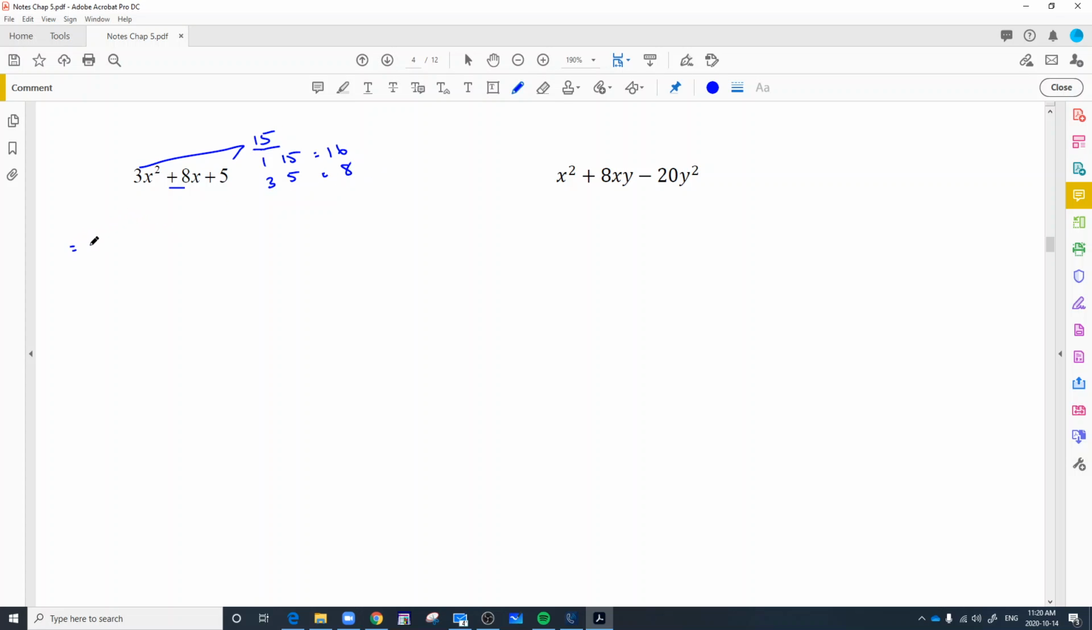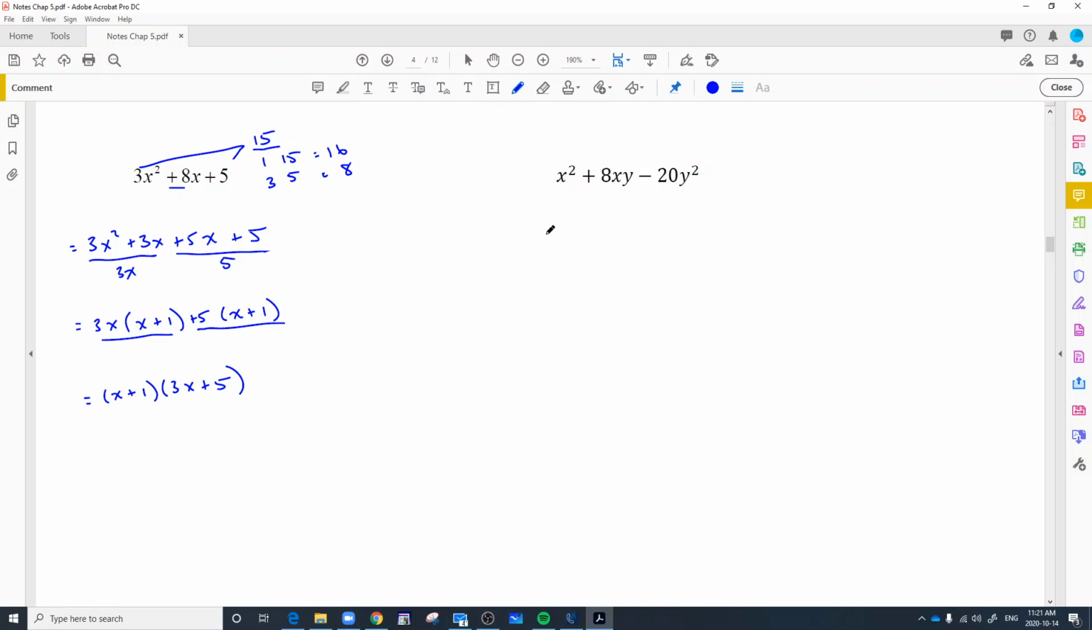So I'm going to break up that middle term into 3x and 5x. And again, it doesn't matter what order you put them in, it will work. And then we're going to factor by grouping. Out of the first group, I'm going to take a 3x. I'm left with x plus 1. Out of the second group, I'm going to take a 5, and I'm left with x plus 1. I knew I did it right because each term has a common factor of x plus 1, and I'm left with 3x plus 5.